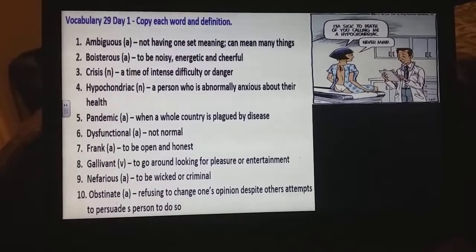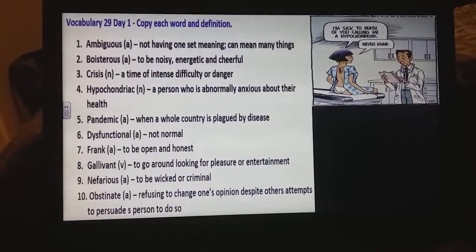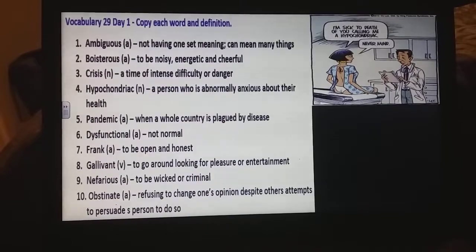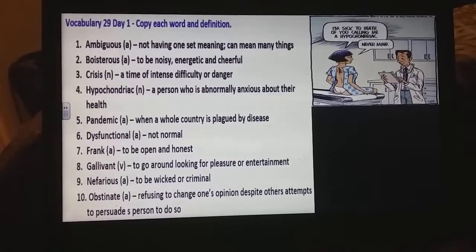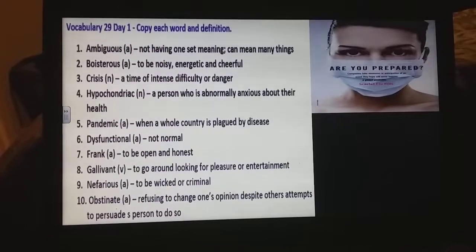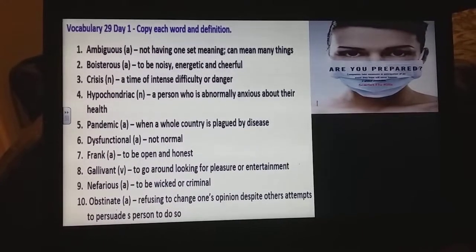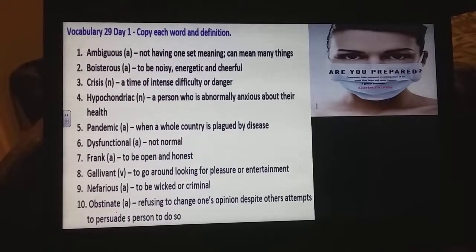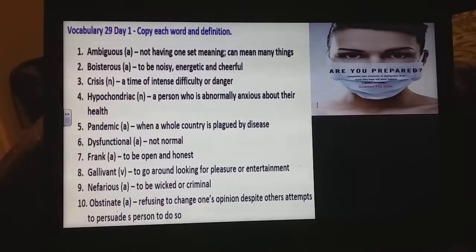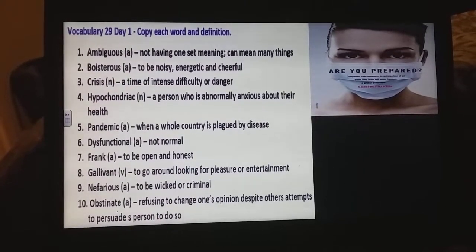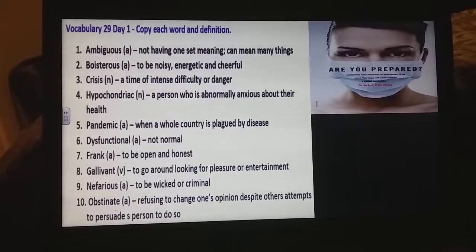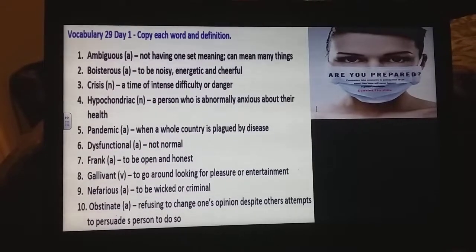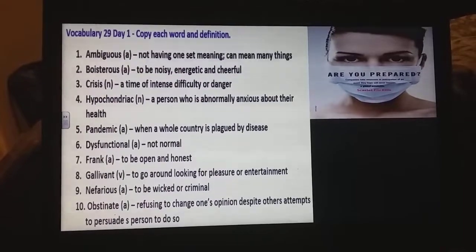Word number 5 is the word pandemic. Pandemic. This word is an adjective. Now, a pandemic is when a whole country is being plagued by disease. An example of that is kind of what we're going through right now. I'm quite sure all of you have heard talks about the coronavirus. And as a result of this virus spreading so rapidly throughout our country and other countries as well, we are suffering what's called a pandemic, where basically our entire country is being plagued by this one virus.